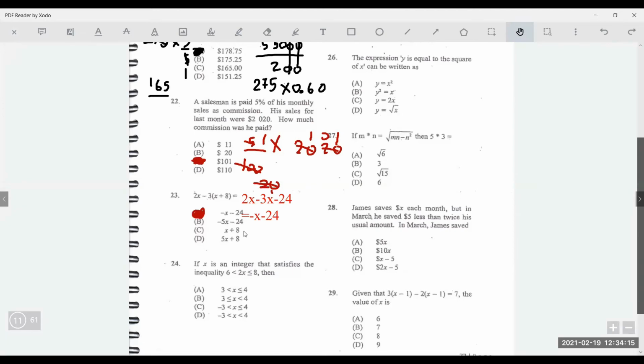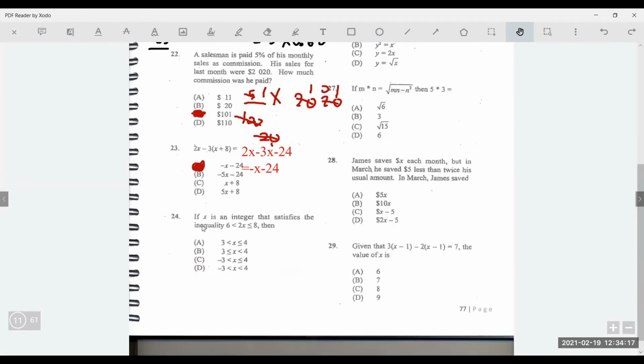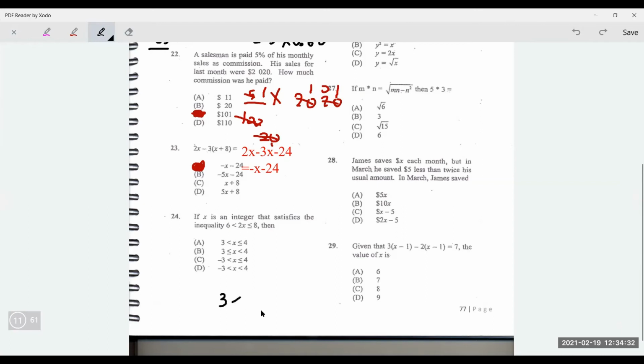Nice. Question 24. It says if x is an integer that satisfies this inequality, where 2x is between 6 and 8, then what is x? To find x, you divide through by 2. 6 divided by 2 is 3. 2x divided by 2 is just x. 8 divided by 2, you get less than or equal to 4. So look for which one has this, which is clearly option A. Nice. No worries.